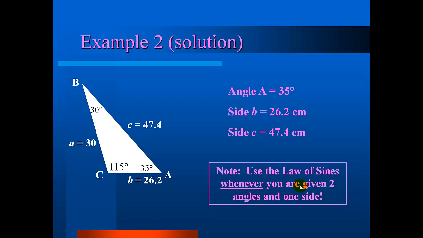So now you've got it. Now, just as a little side note, remember to use the law of sines whenever you're given two angles and one side, because you can always find that third angle, which then can allow you to use the law of sines, which is simpler than using the law of cosines.